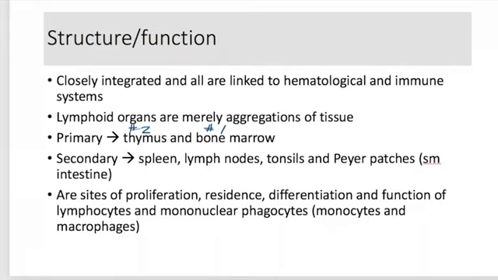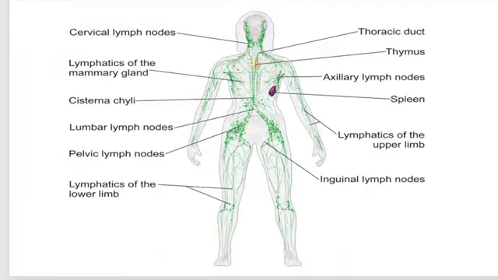They are sites of proliferation, residence, differentiation, and function of lymphocytes. High yield, that is big for the lymphocytes, as well as the mononuclear phagocytes, those monocytes and macrophages that we talked about. So there is a basic picture of what the lymph system looks like. We have lymphoid tissue spread out all over the body.